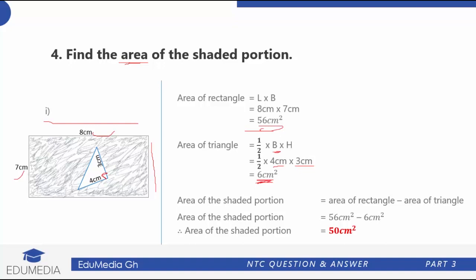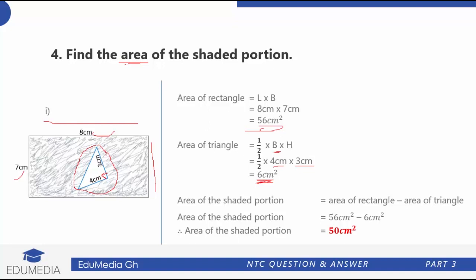Now for this one, we can't just look for the area of the rectangle and stop there. We have to look for the area of the triangle here and subtract it from the area of the rectangle, because this triangle is also occupying a portion of the rectangle. We want the area of the shaded portion.